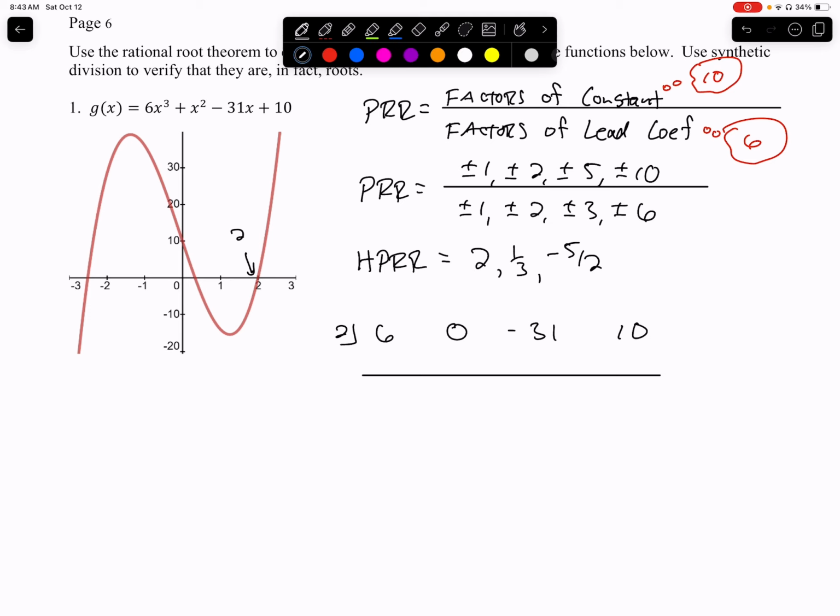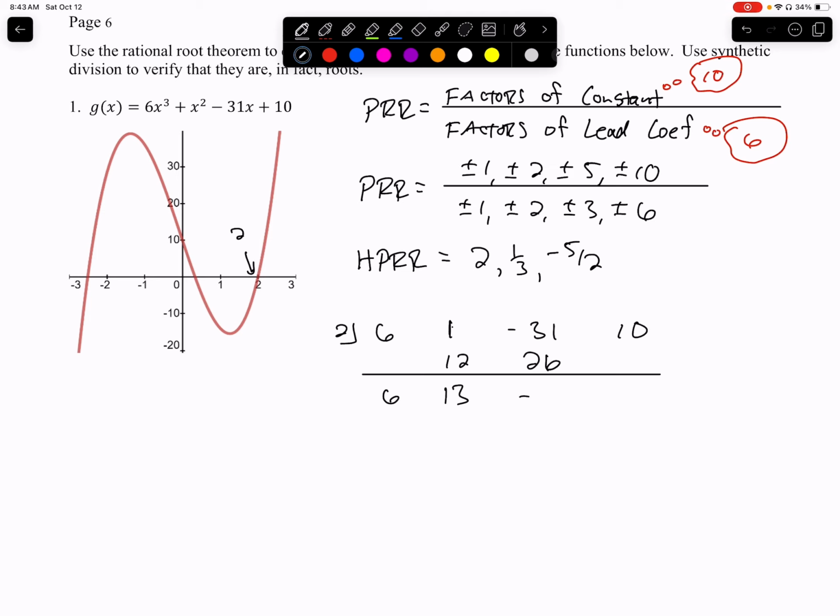Bring the 6 down. 2 times 6 is 12. I'm sorry, I wrote a 0 here with all that hot 0 talk. That's supposed to be a 1. My apologies. Let's double check now. 6, 1, -31, 10. I add and I get 13. 2 times 13 is 26. Add, I get -5. Multiply, I get -10. The remainder is 0. That tells me if the remainder is 0, then 2 for certain is a root, and that means x minus 2 is for certain a factor.